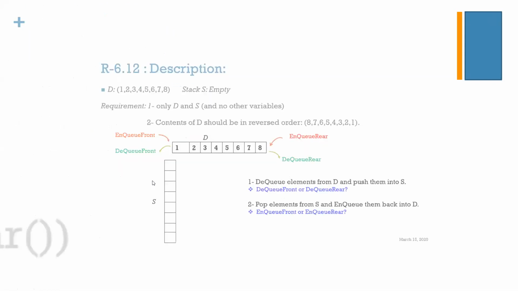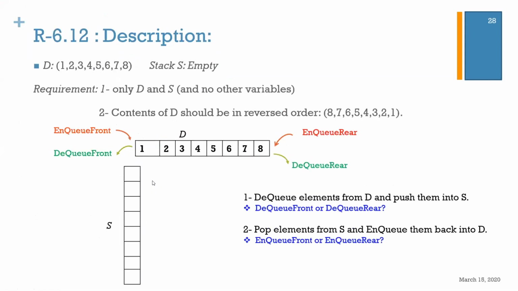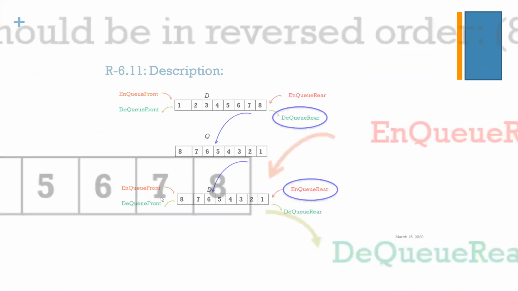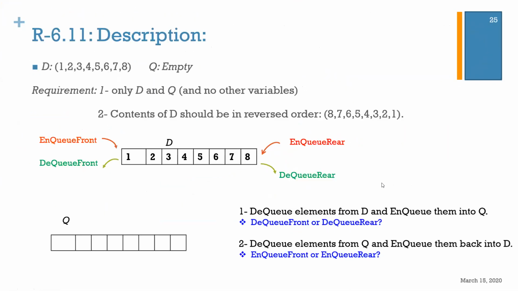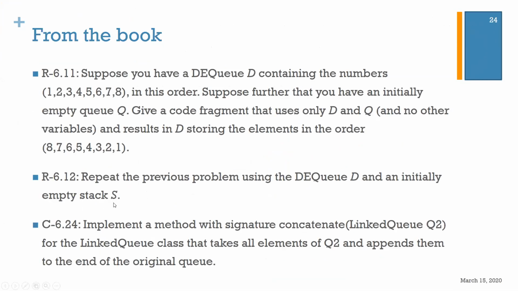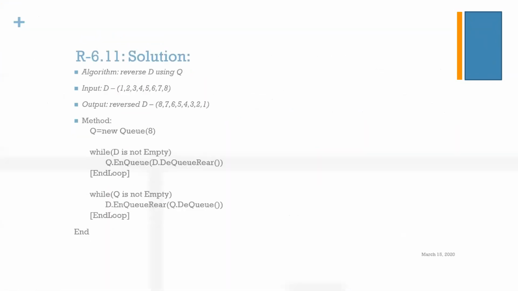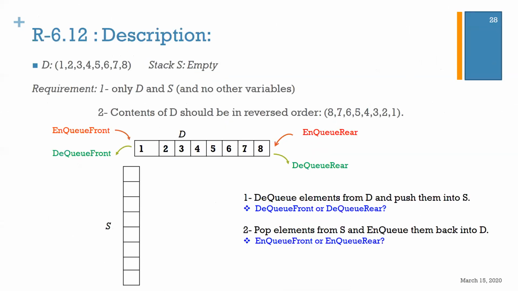Back to our next question, 6.12. Repeat the previous problem using D and an initially empty stack. We can use stacks. Another idea is using the stack to reverse the same sequence of numbers. We can use the stack. This application is given an empty stack S and D. So the requirement is only D and S and no other variables. Take care, no other variables.